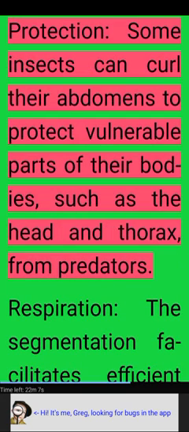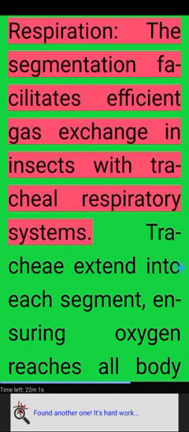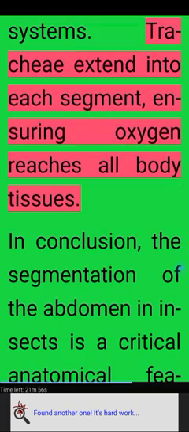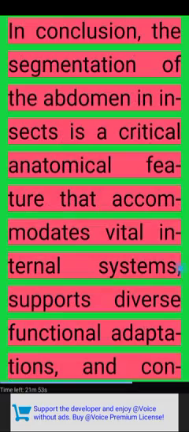Protection. Some insects can curl their abdomens to protect vulnerable parts of their bodies, such as the head and thorax, from predators. Respiration. The segmentation facilitates efficient gas exchange in insects with tracheal respiratory systems. Tracheae extend into each segment, ensuring oxygen reaches all body tissues.